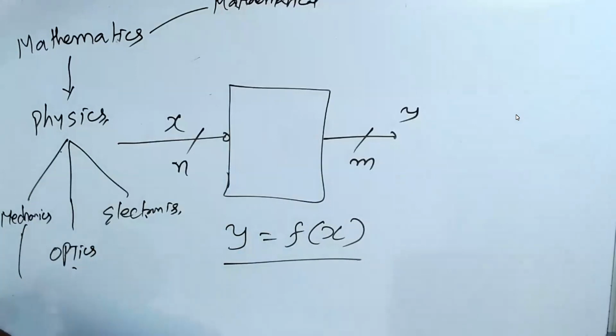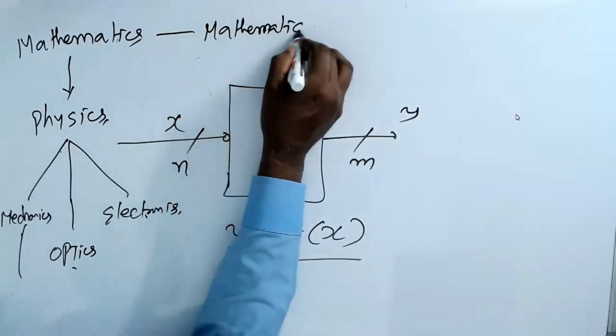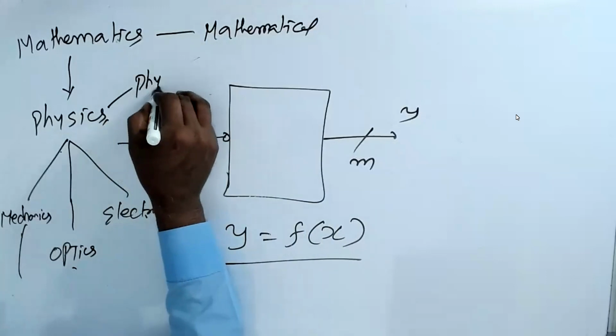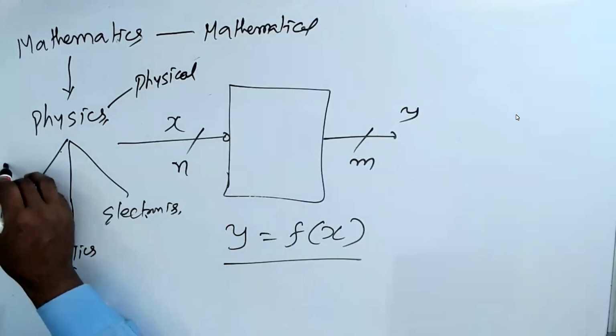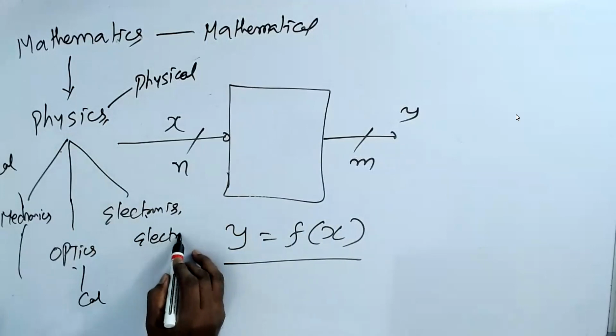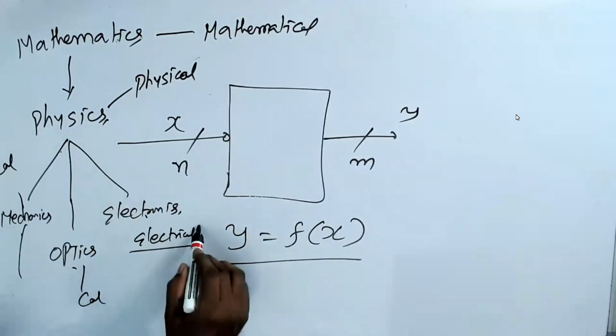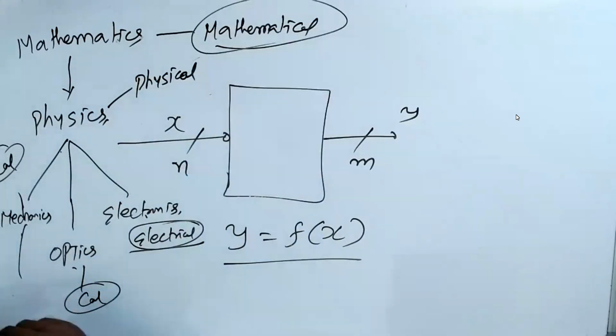Mathematical, sorry. Physical, mechanical, optical, electrical. So electrical, all these mathematical things, you will call mathematical symbols. You will call mathematical functions, but mathematics is what?